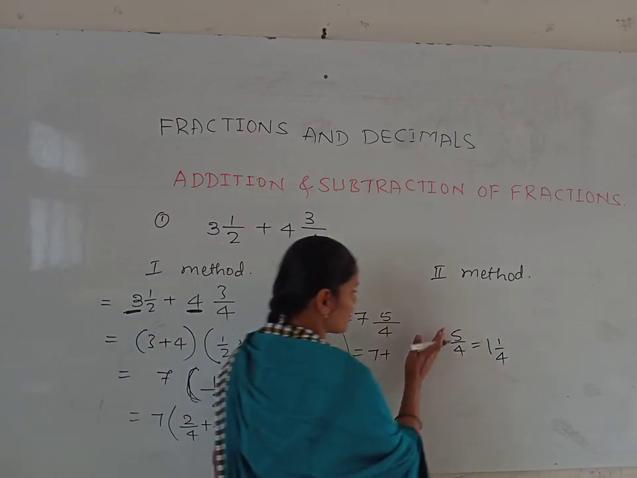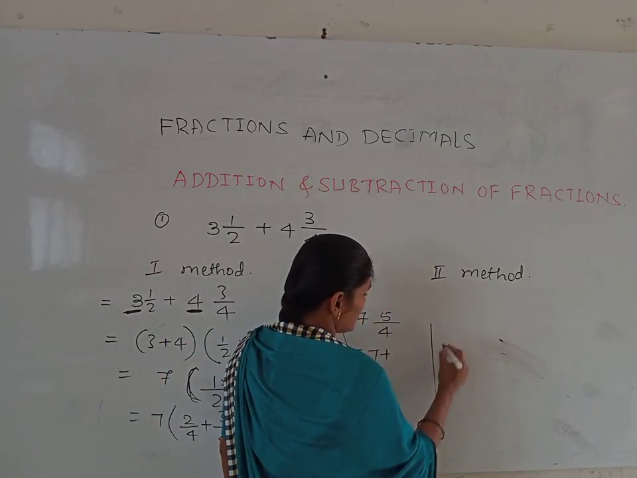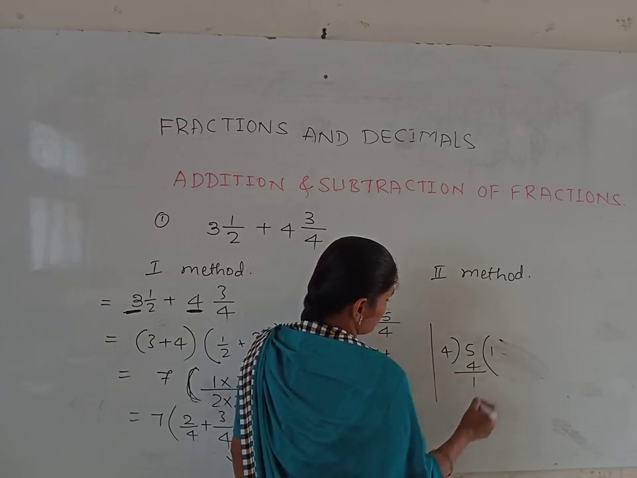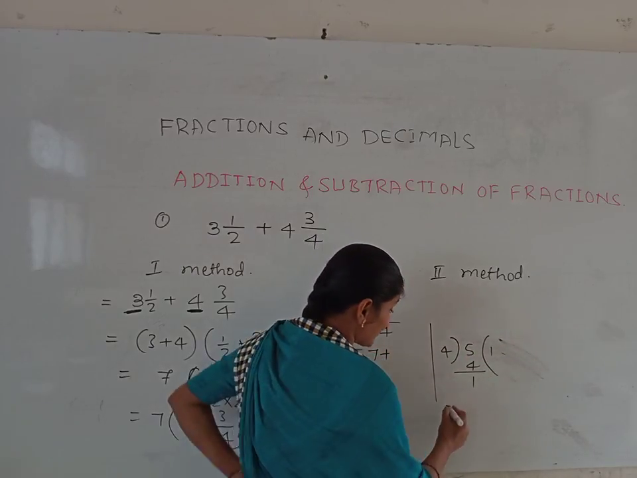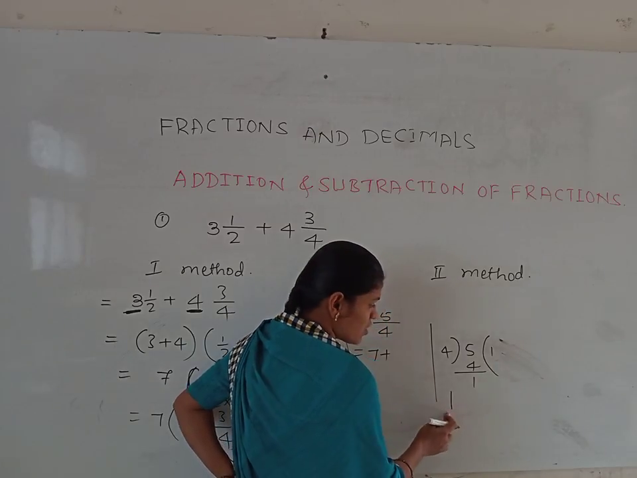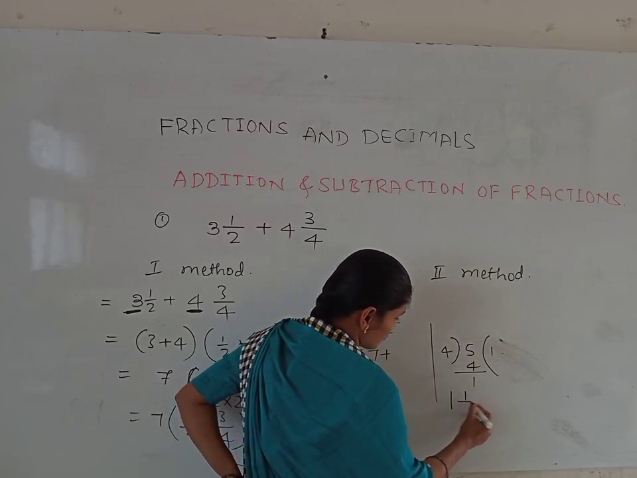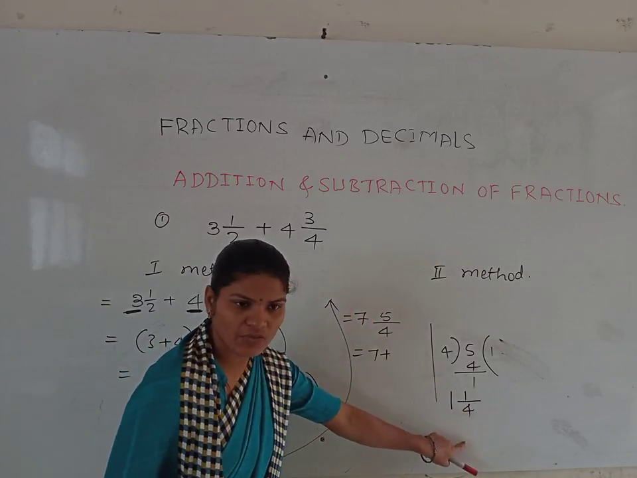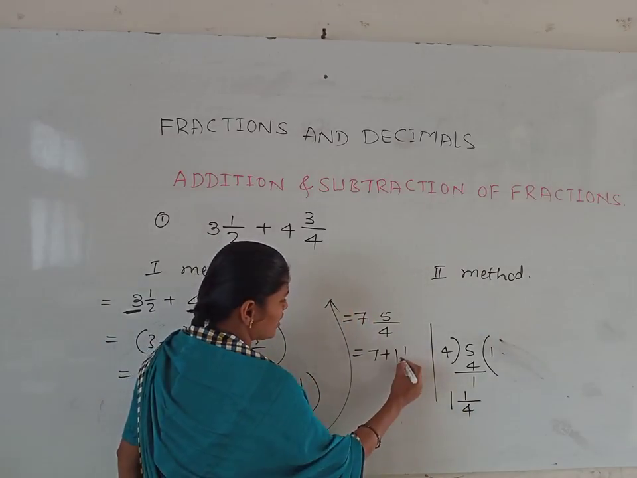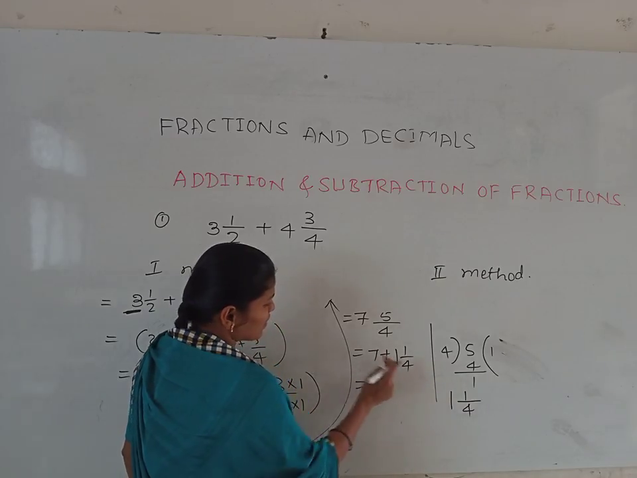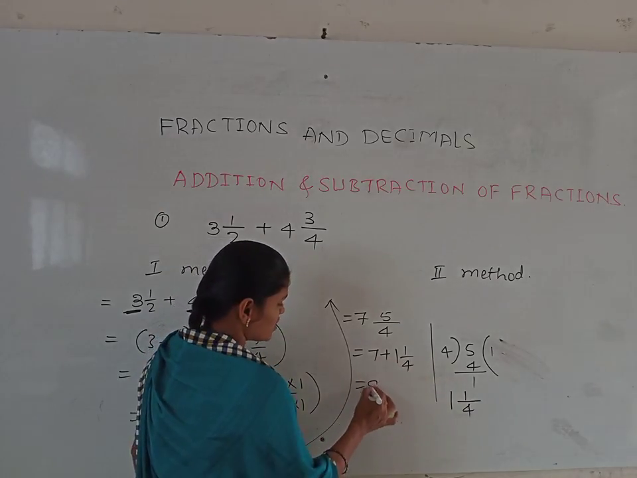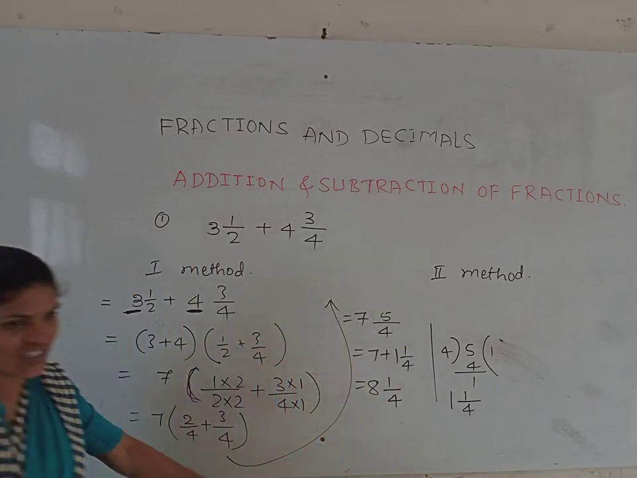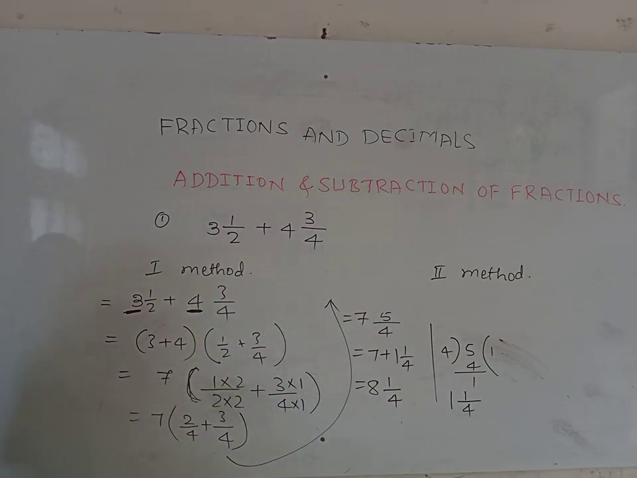How? Madam, we are not getting it. Yes, you can. 5 divided by 4: 4 1s are 4. Now how are we writing it? The quotient is the whole number, the remainder is in the numerator, then the denominator as it is. We write 1 integer 1 by 4. So we enter here 1 integer 1 by 4. 7 plus 1 is 8. Very good. 8 integer 1 divided by 4 is the answer. It is one method.